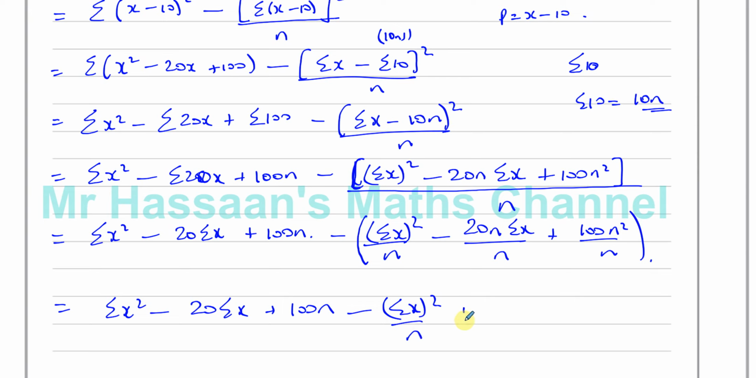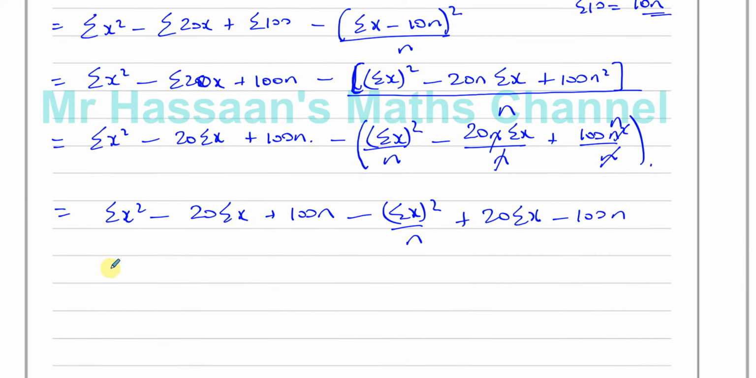Minus and minus is plus. This n cancels with n. That's 20 times the sum of x. This n cancels with the n squared, leaving you with n. You got minus and a plus, which is minus 100n. Now you'll notice what happens now is things cancel out. Minus 20 times the sum of x plus 20 times the sum of x becomes 0. 100 times n minus 100 times n becomes 0.